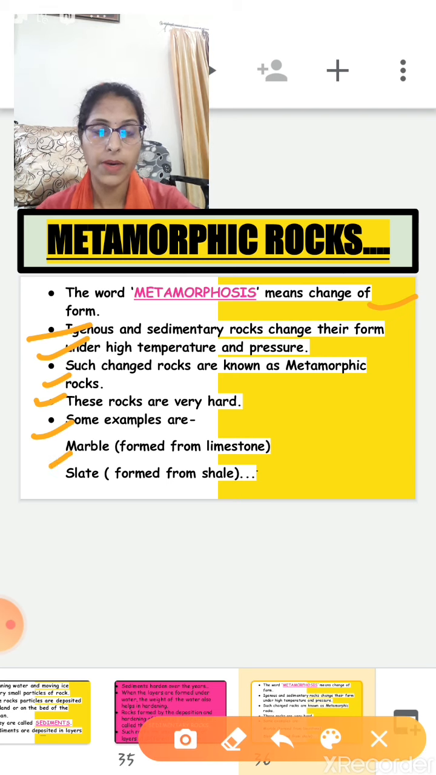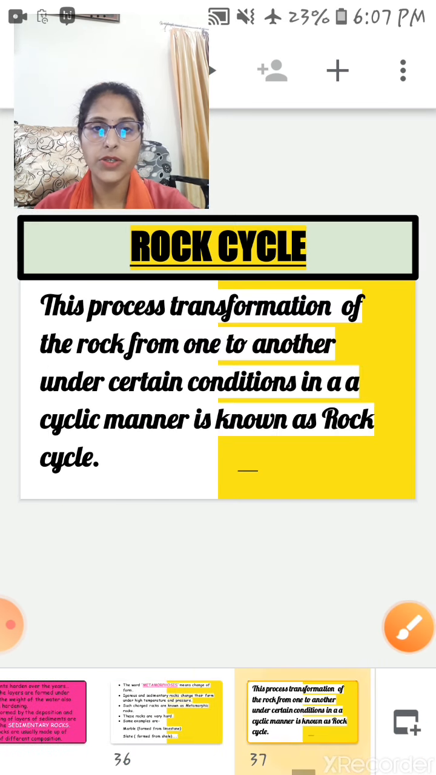The first one is marble, formed from limestone. The second one is slate, formed from shale. So these are the types of rocks: the first one is igneous rock, the second one is sedimentary rock, and the third one is metamorphic rock. Clear? Okay, now let's move on to the next topic, the rock cycle.